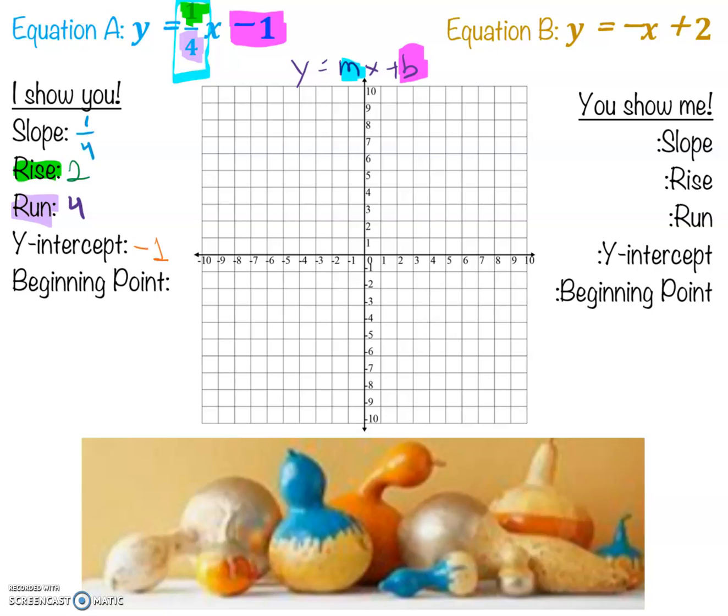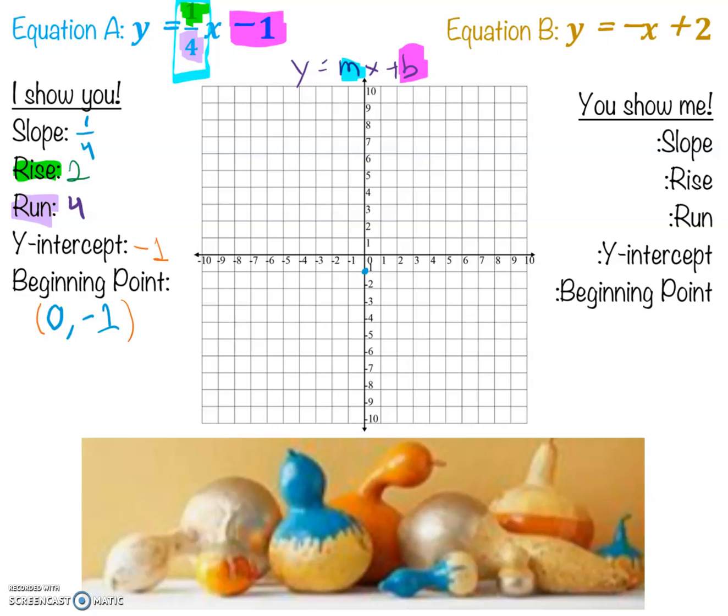But if we actually go and plot that b, we have an x value and a y value. What is the x value? Well, let's look at it. If we go to y, -1, and we put a point there, what is the x value of that point? The x value of that point is 0. Our y value is -1. That is our beginning point.